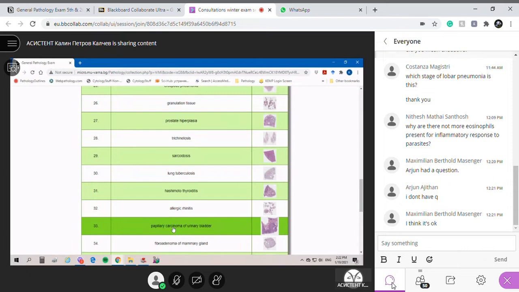We start with the epithelial tumors, and you know that the epithelium is divided in two types. It is covering epithelium and glandular epithelium. The covering epithelium tumors, they usually grow to the top.